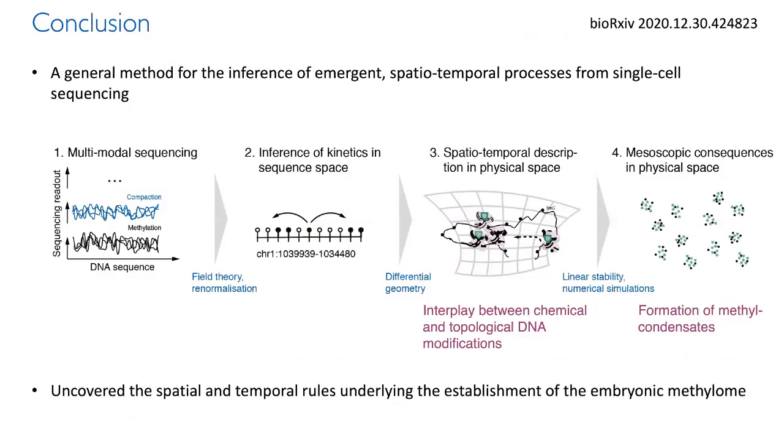So finally, to come to a conclusion, I showed you that we have a general method for the inference of emergent spatial-temporal processes from single-cell sequencing. And using this method, I showed you how the establishment of the embryonic methylome relies on the interplay between chemical modifications of the DNA and dynamic chromatin structures. Finally, as a side remark, this also emphasizes the usefulness of analytical mathematical methods that complement the existing computation-rich toolbox that we have in single-cell genomics.